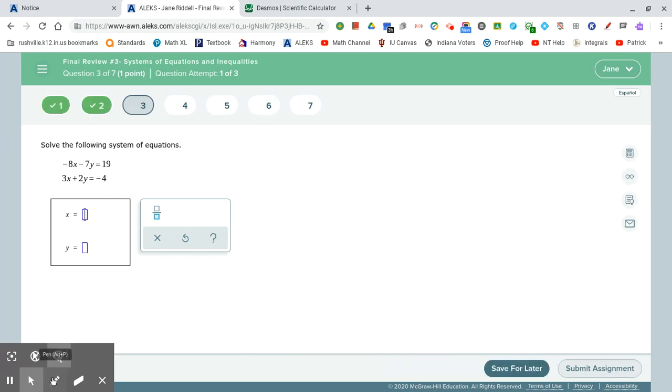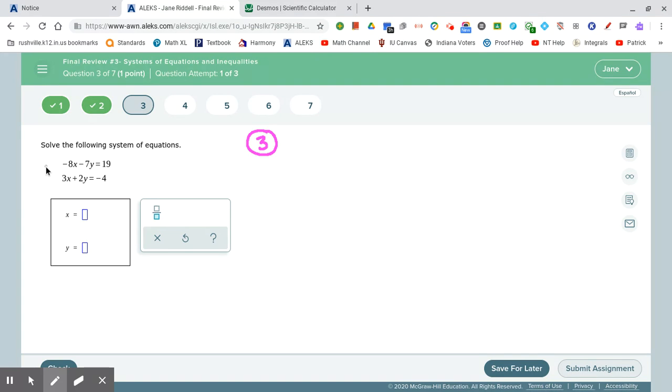Question number 3, it doesn't tell me what method to use. I'm not going to use graphing because the graph's not provided, nor am I going to use substitution because neither of these equations have a variable that's already been solved for, that's already by itself. So instead what I'm going to use is my third method, which is called elimination.